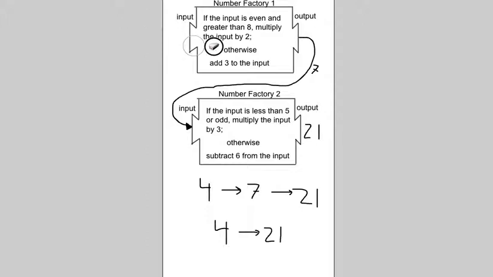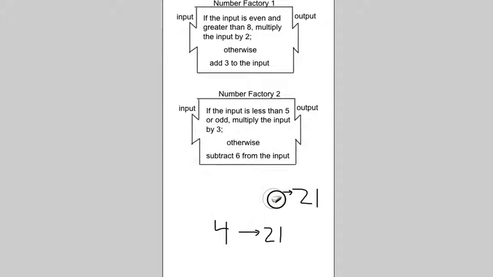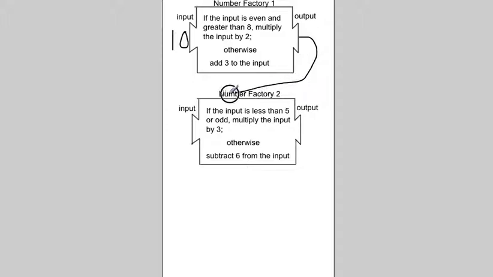So let's try another input. Let's try the input of 10. So if I put in the input of 10, well, 10 is even and greater than 8, so I'm going to multiply that input by 2. And again, we're going to connect the output of number factory 1 directly to the input of number factory 2. So we get an output here of 20 for the time being, and that's going to come in and be our input into number factory 2.